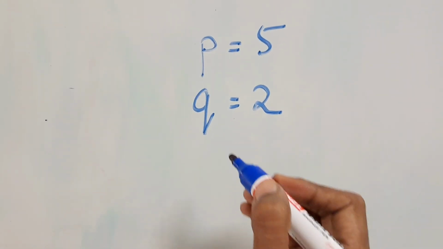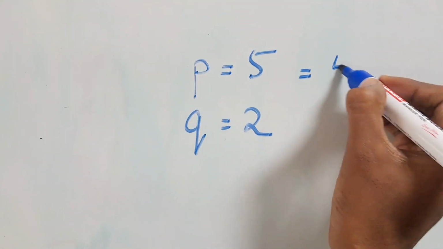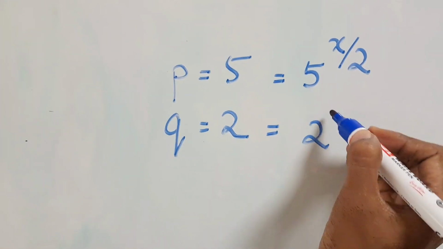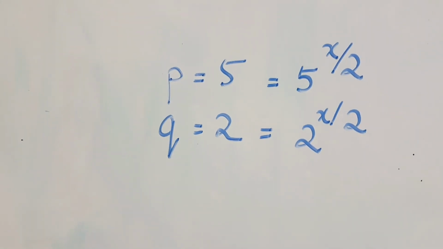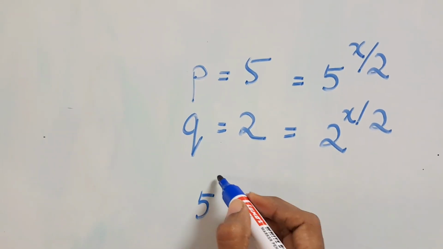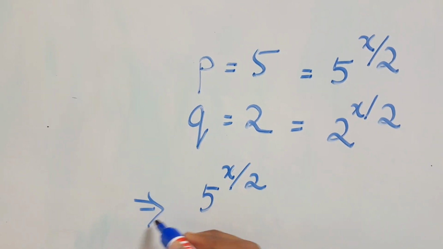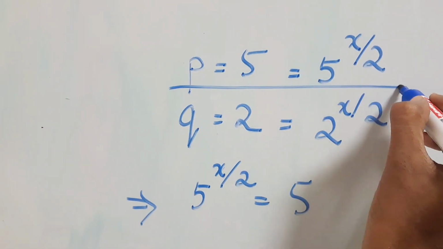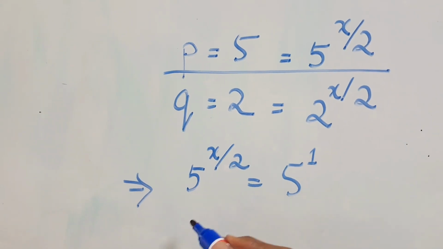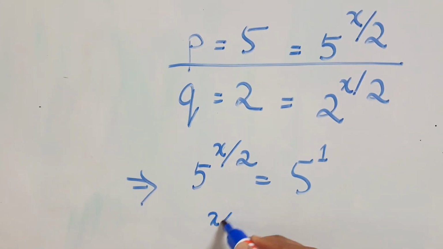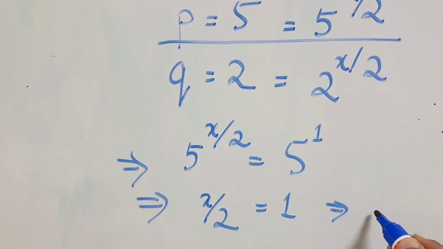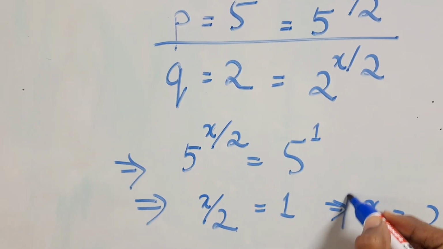But what have we assumed? We have assumed p as 5 raised to the power x upon 2, and q as 2 raised to the power x upon 2. So p equals 5 to the power x by 2, which means 5 to the power x by 2 equals 5. Now 5 is nothing but 5 raised to the power 1, and we can compare the exponents of both. Then x upon 2 is equal to 1, from which we get x equals 2.